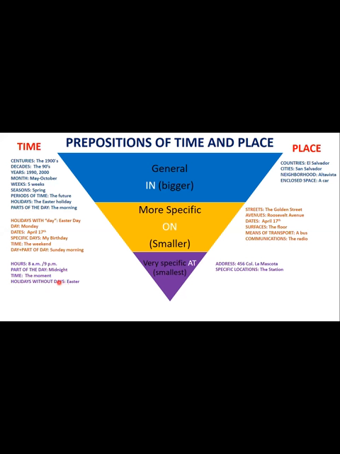Holidays without the word day. We say at Easter time or at Easter. And for places, we use at to give very specific or smallest addresses. For example, 456 Colonia La Mascota. This is a very specific address. A specific location. The station or the bus stop. She's waiting for me at the bus stop from El Salvador del Mundo. Okay, so I'm giving a very, very specific location. So in this way, we can use in, on, and at as prepositions of time, but also as prepositions of place.